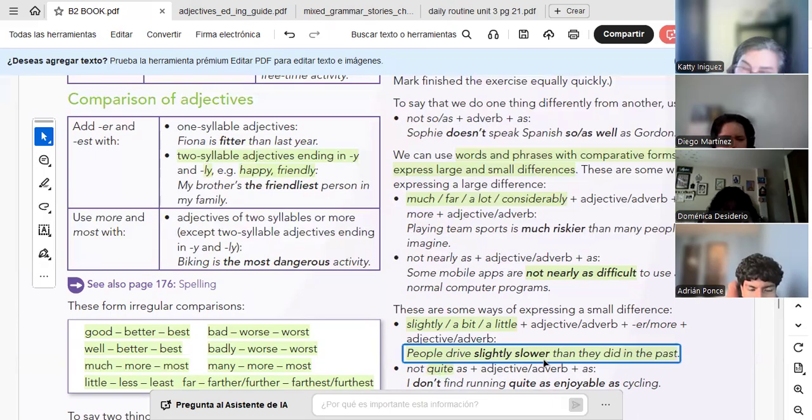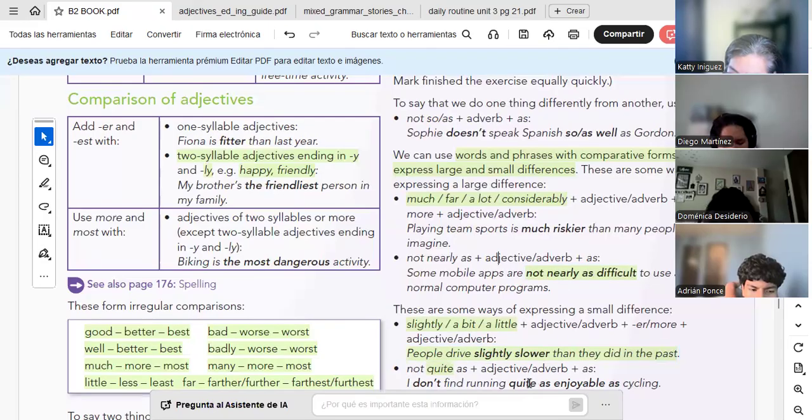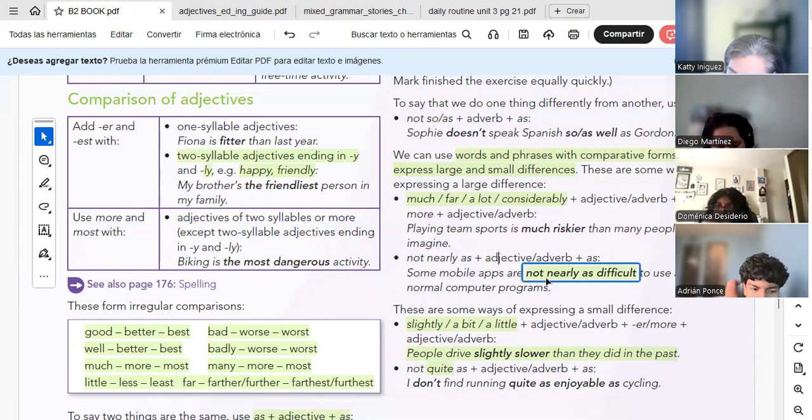People drive slightly slower than they did in the past. Las personas manejan un poco más lento de lo que lo hacían en el pasado, ¿sí? Nearly es para mostrar un poco más de diferencia, más amplia. El slightly es para mostrar que es como un poco menos. Y ese sería como un poco más. Okay, mister, thank you. You're welcome. Thank you so much for asking. Okay.